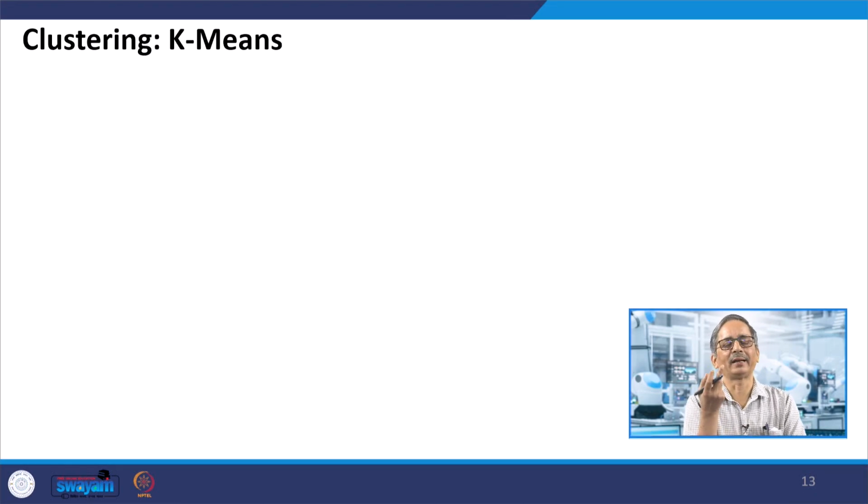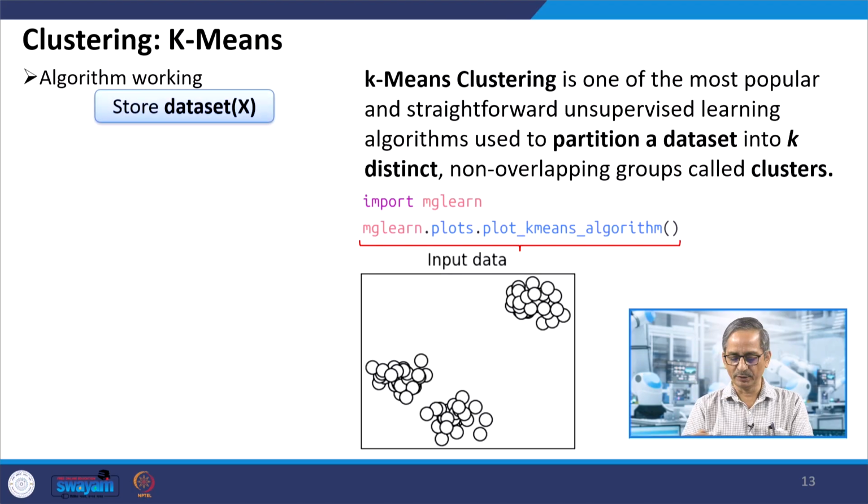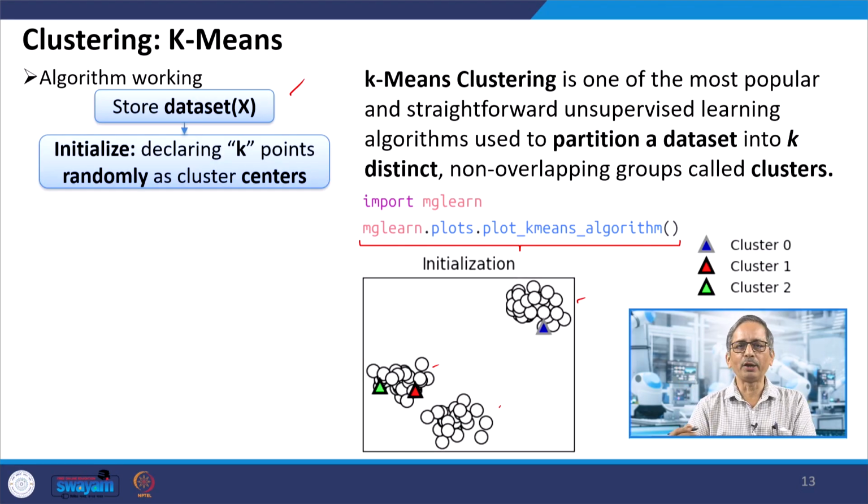So, let us see the clustering k-means algorithm. What does this mean basically? The k-means algorithm is one of the most popular and straightforward unsupervised learning algorithms, which partitions a data set into k distinct non-overlapping groups, and these groups we call clusters. How does the algorithm work? Basically you have the input data here in this form, then we are going to declare k points randomly. Here we have k equal to 3.